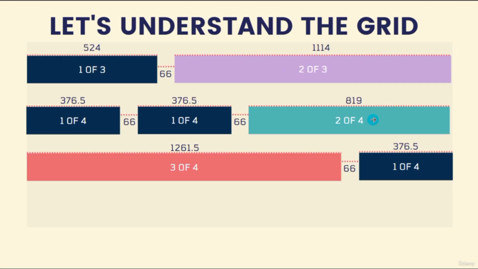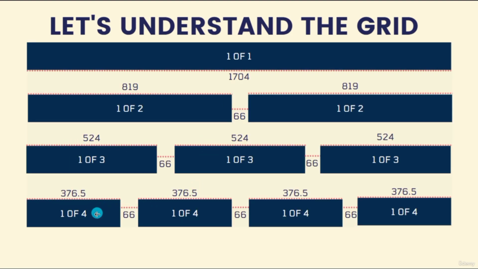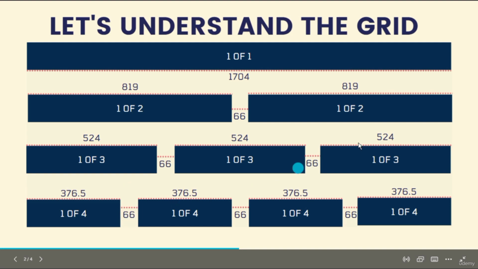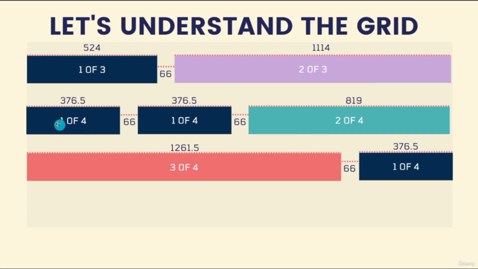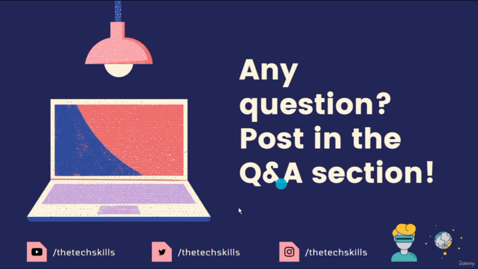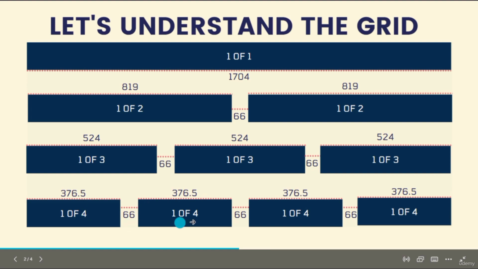A 2 of 4 is simply to have 1 of 4 and the gutter all joined. Here you can see that the width of this is equal to this one. And 3 of 4 is simply to have 3 pieces of 1 of 4 and 2 gutters joined. So you have this one and this one joined.